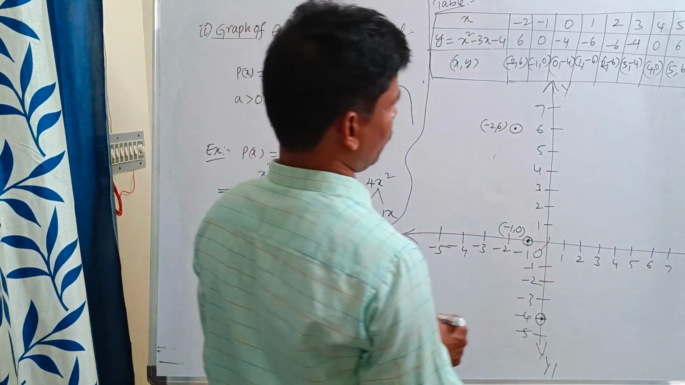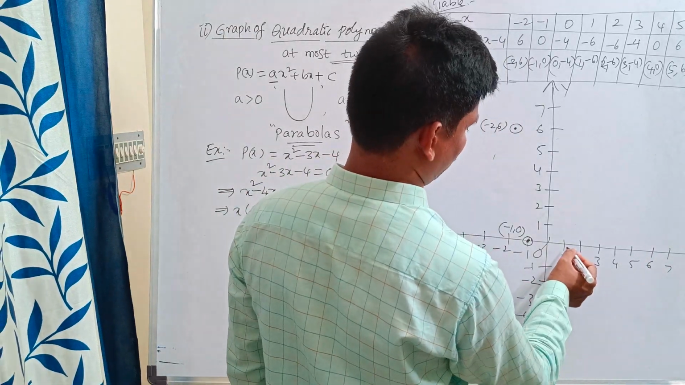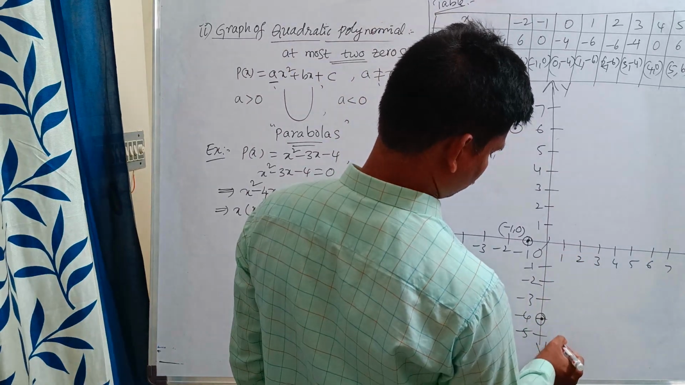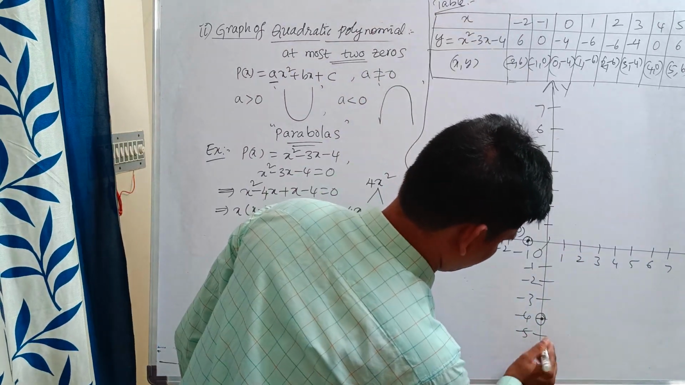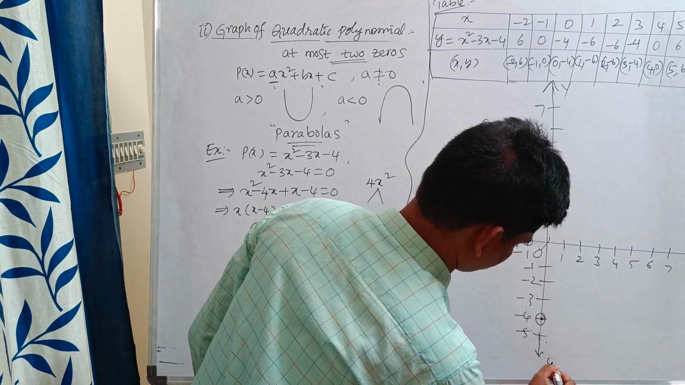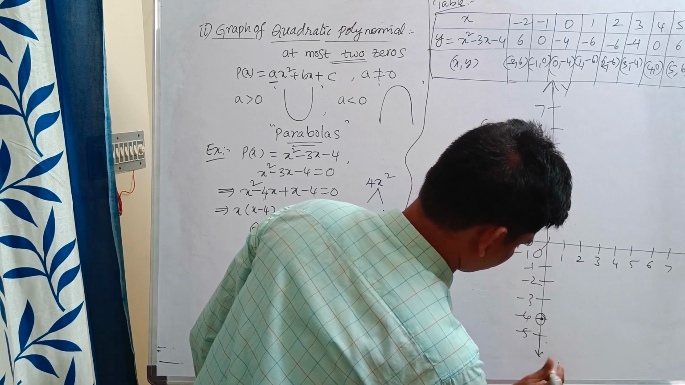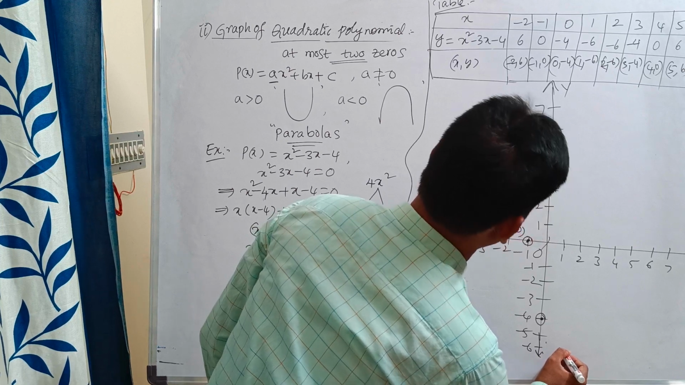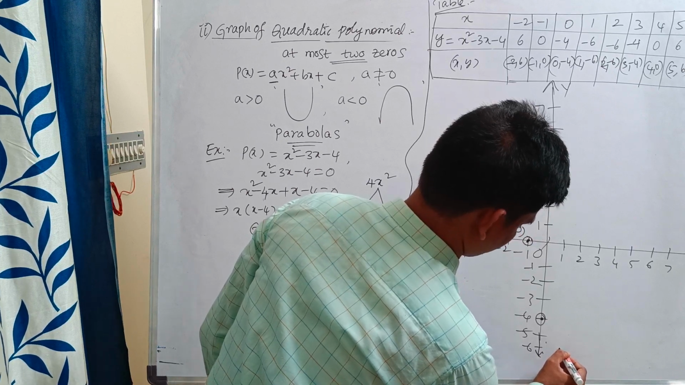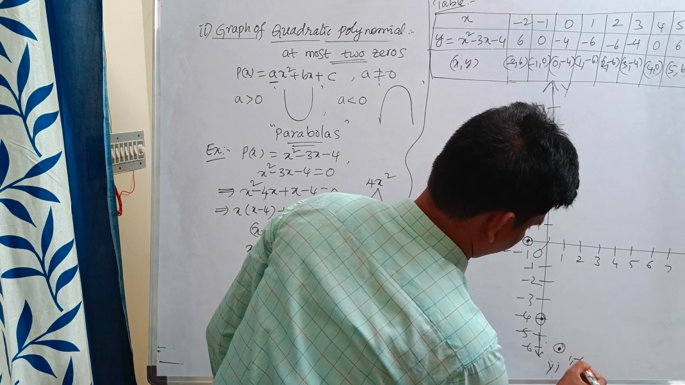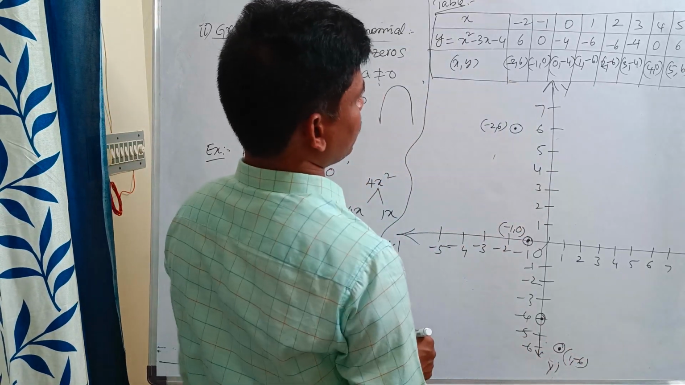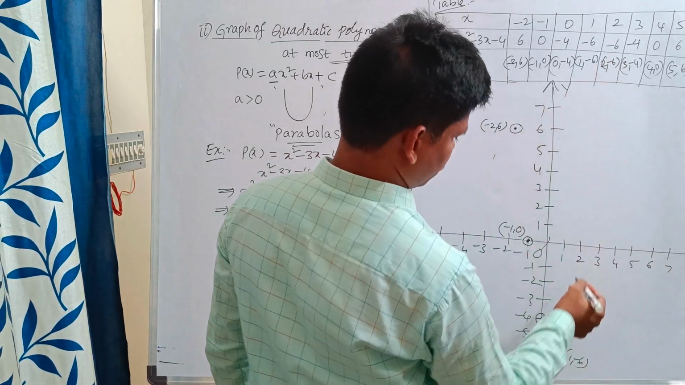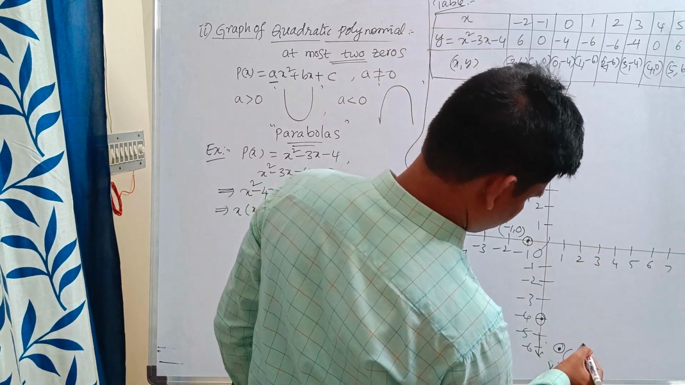Next, 1 comma minus 6. So x is 1 and y is minus 6. Here is the point 1 comma minus 6. Next, 2 comma minus 6. Here is the point 2 comma minus 6.